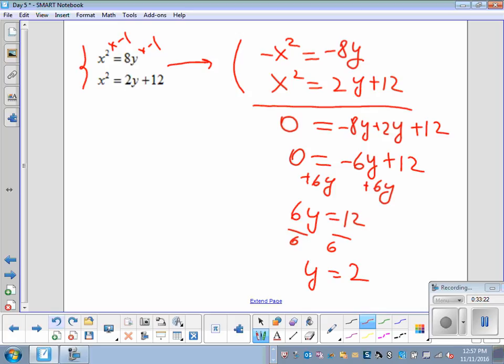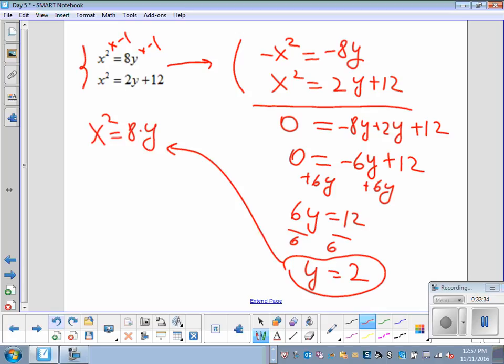So I take my solution for y and I substitute it into any of these two equations. Which one should I choose? The first one, because it's smaller. So x squared equals 8y, and I take my y and substitute it here. So x squared equals 8 times 2. So x squared equals 16. How do I solve this? Square root. I don't forget plus minus. x equals plus or minus 4.